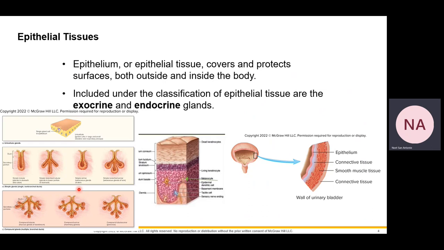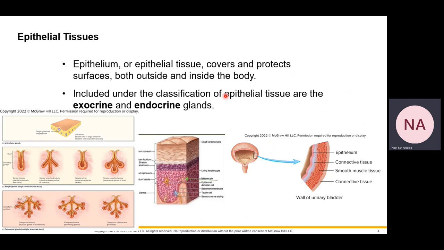So epithelium, or epithelial tissue, as we have said earlier, forms the covering of body surfaces. Therefore, it protects our body surfaces, both outside and inside the body. Outside the body, our skin is formed by epithelial tissue. Inside the body, most hollow organs, like for example the urinary bladder, are lined with epithelial tissue on the inside. Not only the urinary bladder, but also the stomach, the intestines, and even our blood vessels, arteries, and veins are lined with epithelial tissue on their walls. It's just a modified epithelial tissue, that's why it's called endothelial tissue.